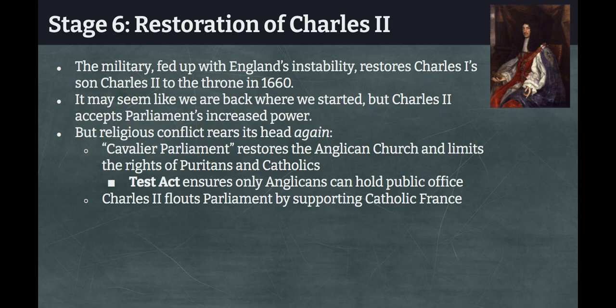And Charles II is not happy about this, because he starts out as an Anglican. He actually ends up kind of secretly converting to Catholicism. And he's like, no, Parliament, I don't like this. And he makes an agreement, and basically he becomes friends with King Louis XIV, who is, as you know, in charge of Catholic France. Parliament not happy about this.